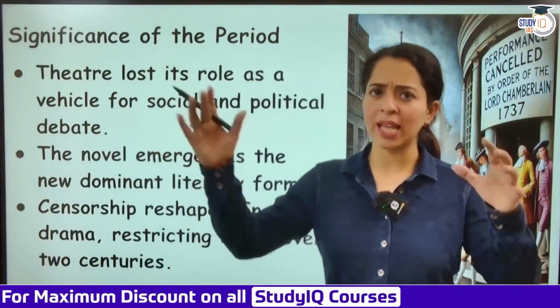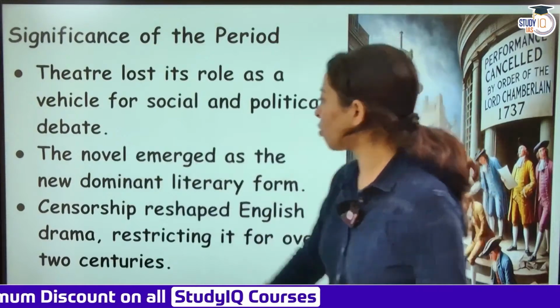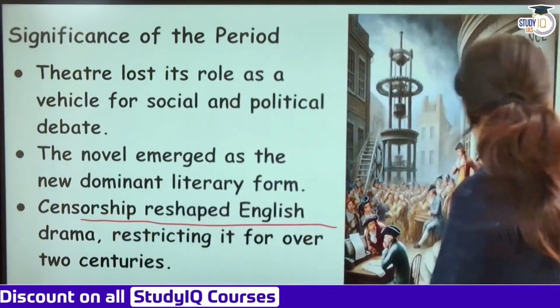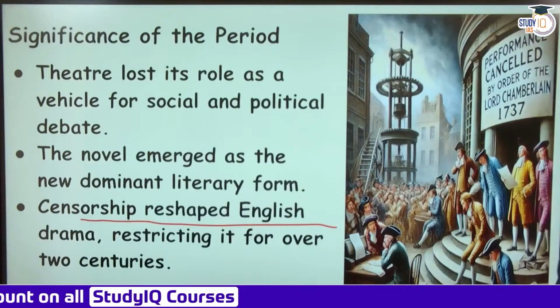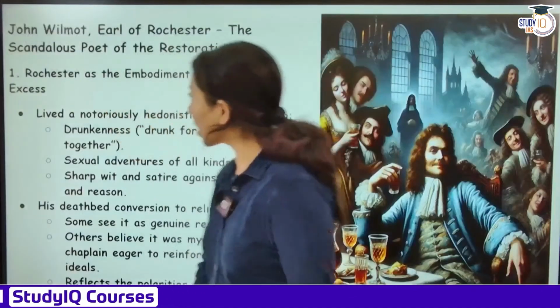Licenses were introduced, and ultimately the novel emerged as the new dominant form. Censorship reshaped English drama, restricting it for over two centuries. So drama was controlled to that extent.